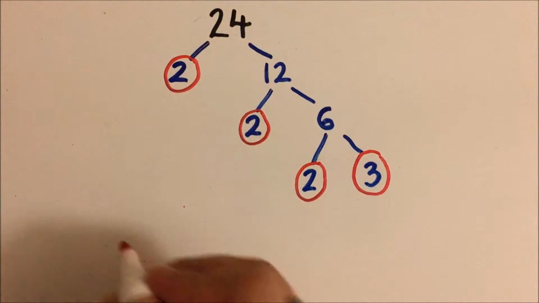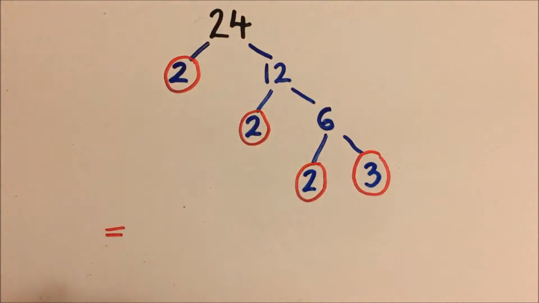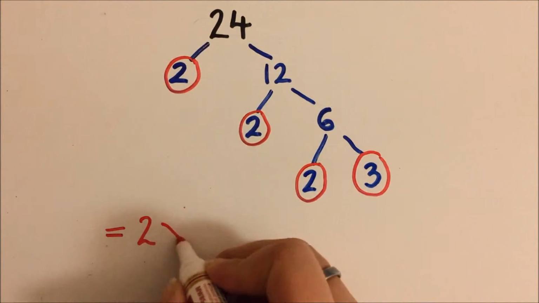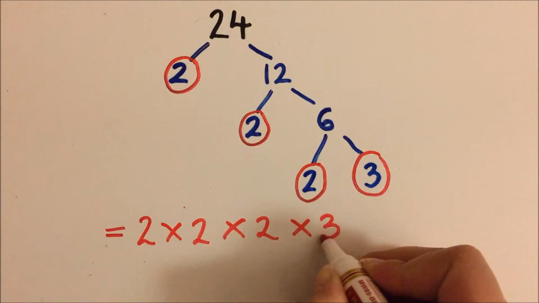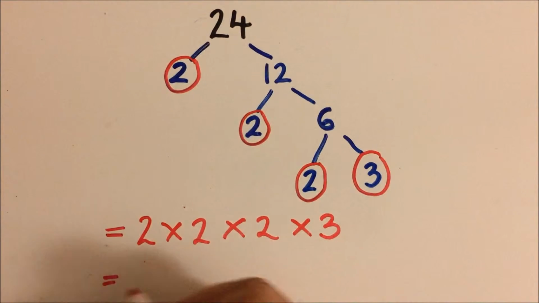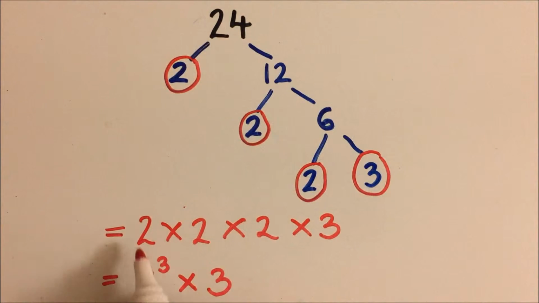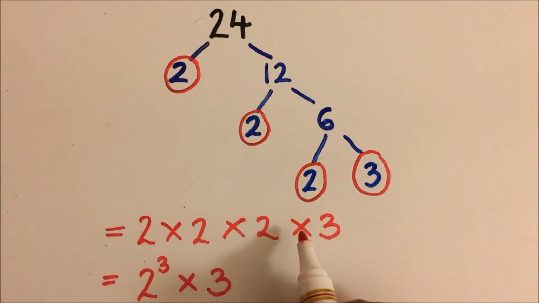So in fact, the prime factorization of 24 is all the circled numbers. So it's 2 times 2 times 2 times 3. There's a shorter way of writing this, and it is 2 to the power of 3 times 3. So 2 to the power of 3 because you've got 2 3 times and then times by 3.